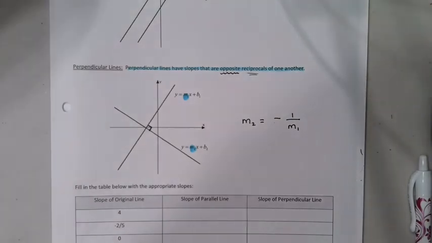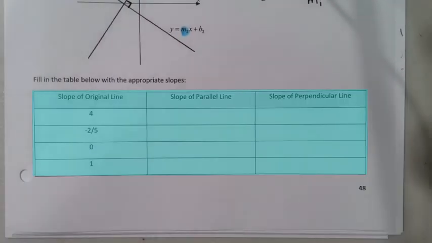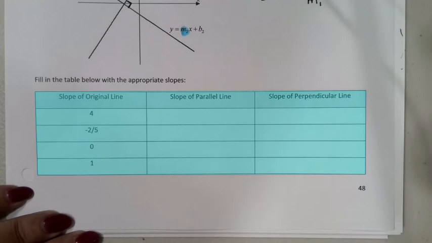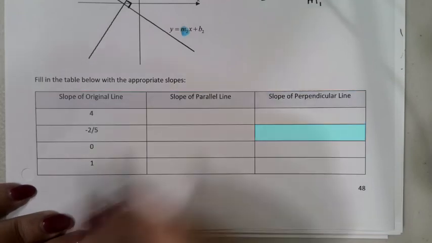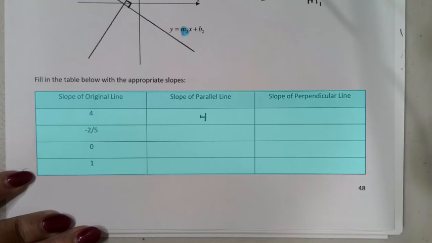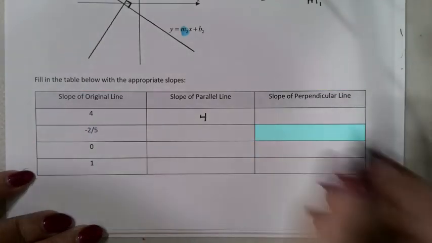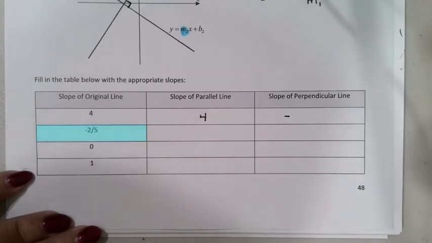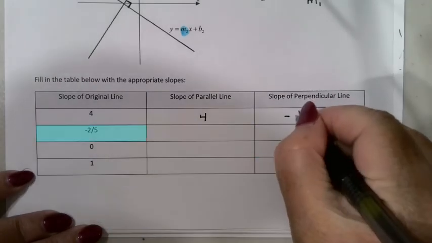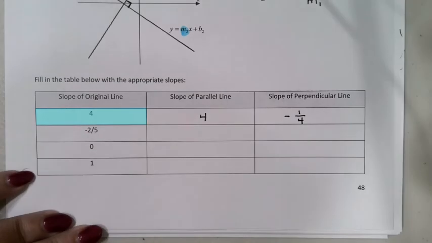All right, just to practice those relationships a little bit, let's fill in this little chart. If I start with a line with slope 4, the parallel line will have the same slope, 4. But the perpendicular line will have a slope that's opposite, so negative, and the reciprocal of 4 would be 1/4.